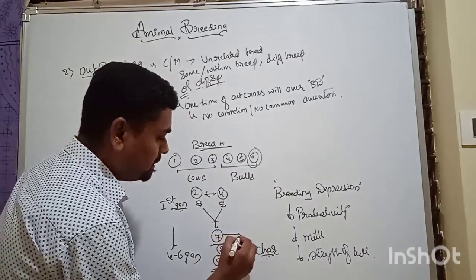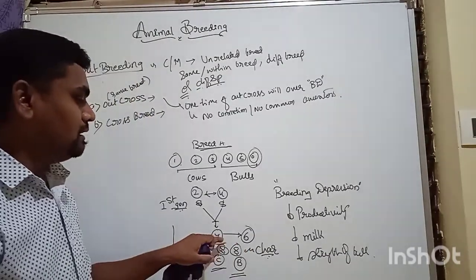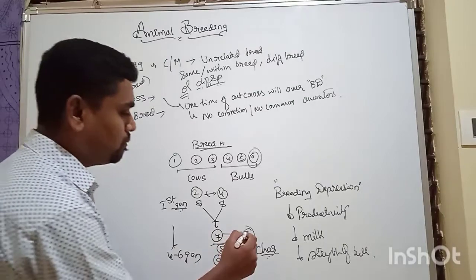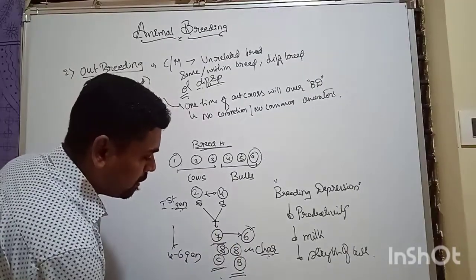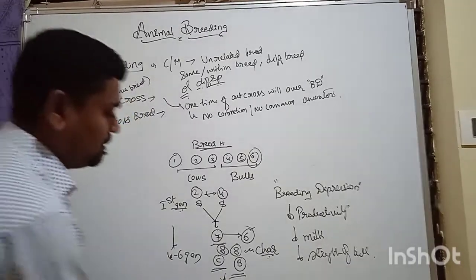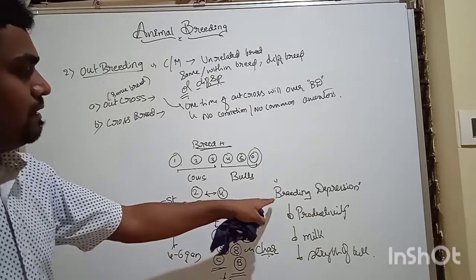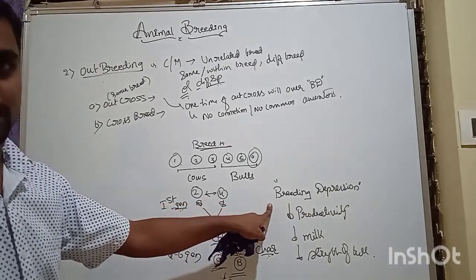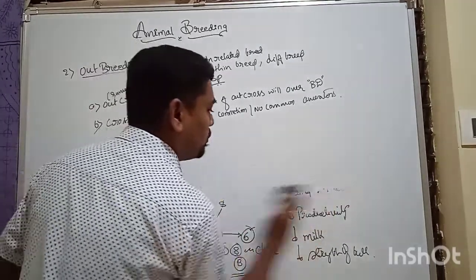I have not considered this 6th number. Then I made this one with the 6th number. After the 4th to 6th generation, I made 7 with the 6th number. This is a bull, this is a cow. Then this will be the new progeny, that is outcross. This outcross overcomes the breeding depression. If you do not understand, I'll explain once again what outcross is.